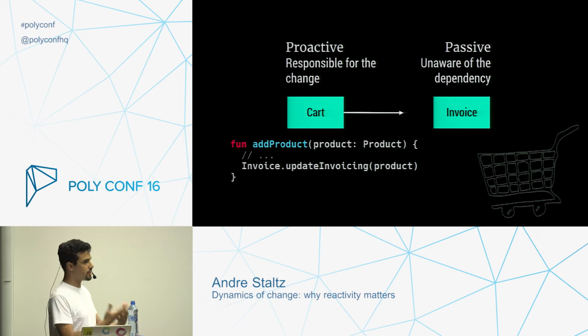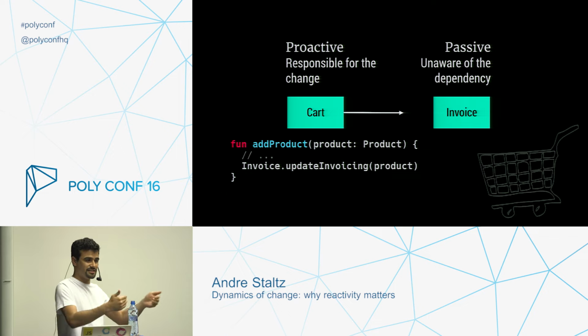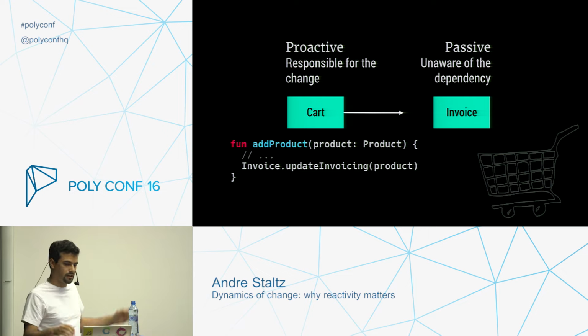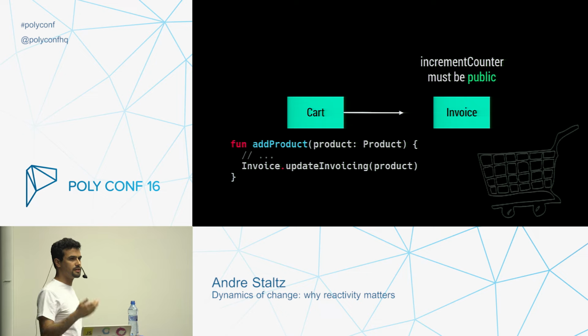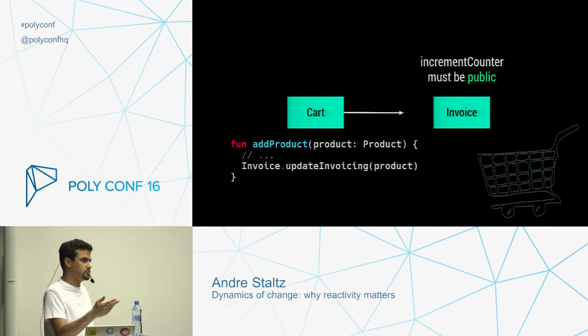So in this situation, the cart module is kind of proactive. It's responsible for making that change happen. And the invoice is just sitting there passively, doing nothing, and it has this method there, so you can poke it and say, update. So the invoice is completely unaware that it has that dependency with the cart, right? It just exposes this method, and anyone can call it. So that means that we need to have the increment counter public in order for other modules to change it.